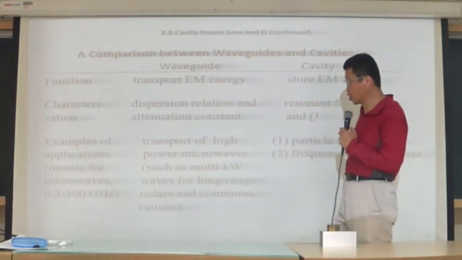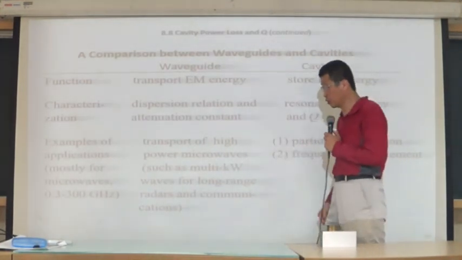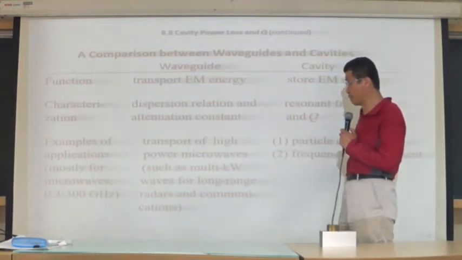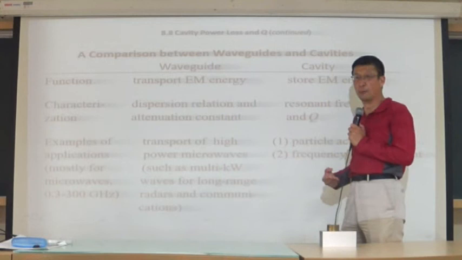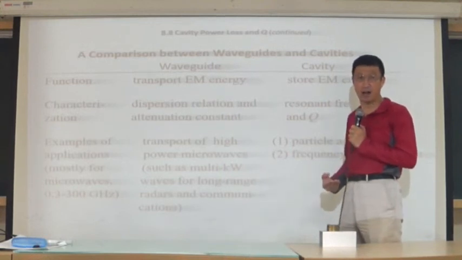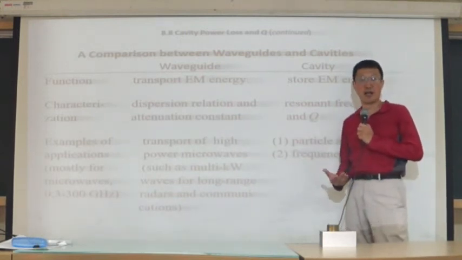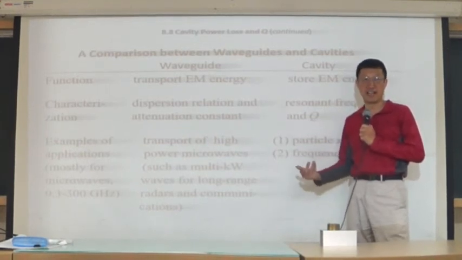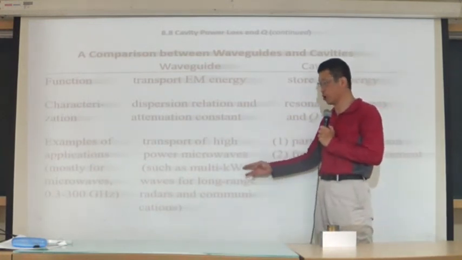Examples of applications for microwaves from 0.3 to 300 gigahertz. Transport of high power microwaves, such as multi-kilowatt, multi-gigawatt, or multi-terawatt waves. For example, if you have a nuclear power station that can generate gigawatt energy, how do you transport the energy? That's a big issue. Normally people use waveguides.